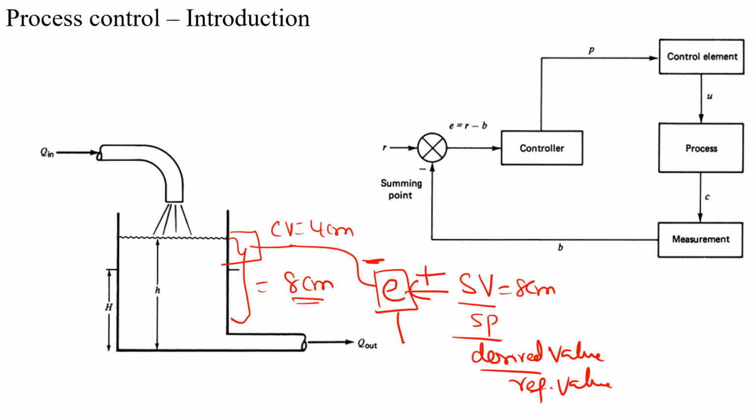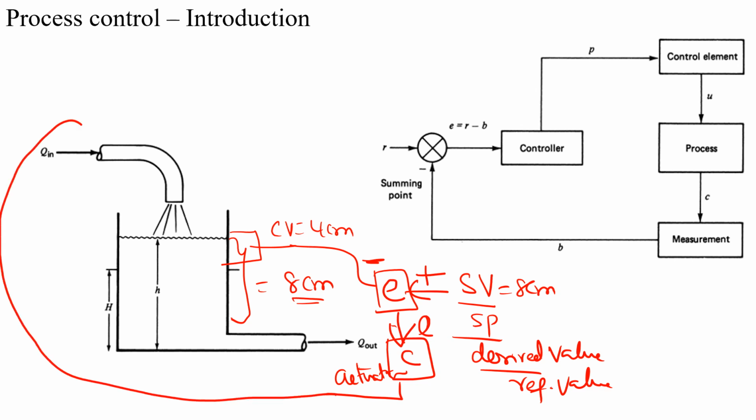This error is given to an algorithm. This algorithm will decide how much input or how much actuation should be given so that the desired level is attained. This is called the controller block. Here we have a set of control algorithms, which take the error as the input, and the control algorithm will calculate how much actuation has to be given. That actuation should be carried out by a particular device called a control valve.